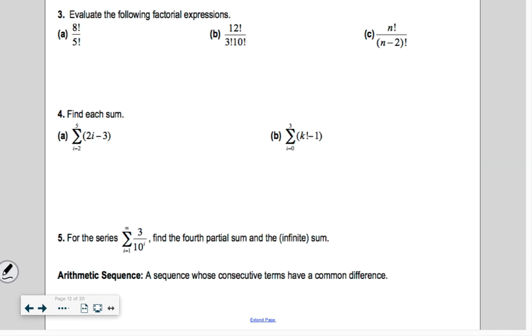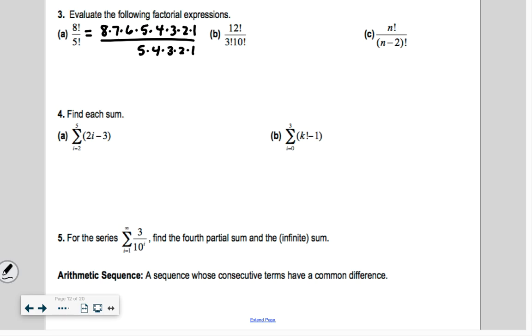Okay, so we're also going to talk about factorials. Factorials are going to be used with probability type stuff. So if I have 8 factorial, do you guys remember what that means? Yeah, 8 times 7 times 6 times 5, all the way down. So basically we would have 8 times 7 times 6 times 5 times 4 times 3 times 2 times 1, all over 5 times 4 times 3 times 2 times 1.